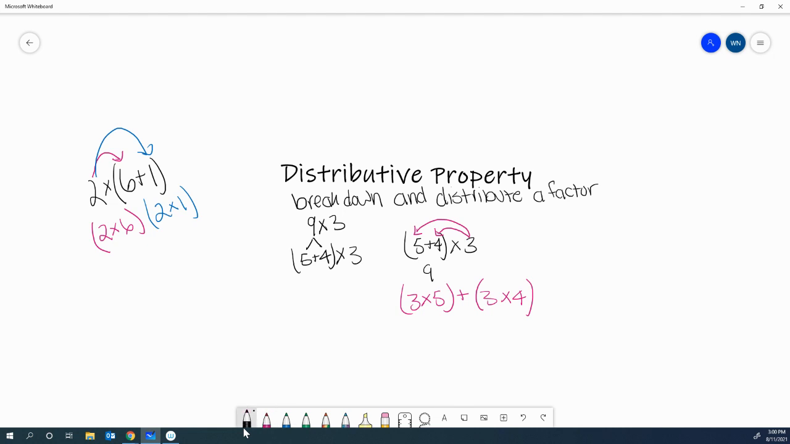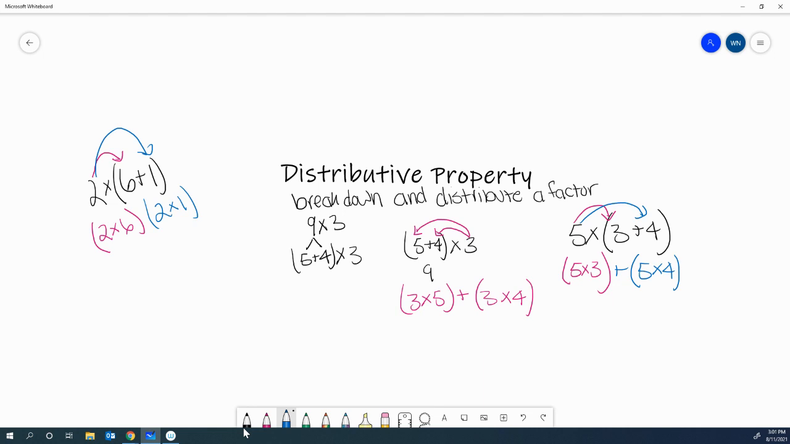Let's do another one. Let's say I've got 5 times (3 plus 4). I'm going to distribute that 5. I'm going to give a 5 to the 3, and I'm going to get 5 times 3. And I'm going to give a 5 to the 4, and I'm going to get 5 times 4. This is the distributive property. So you're going to break down the factors. So I could break the 9 down into 5 and 4, and then distribute.